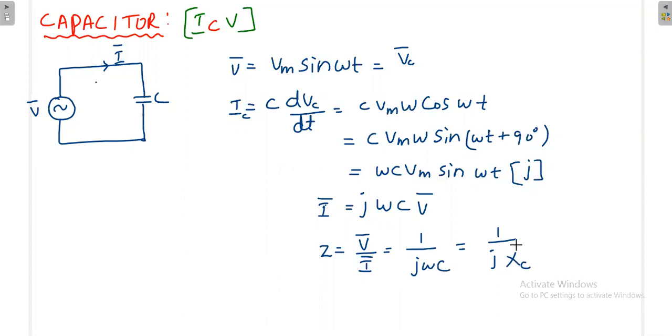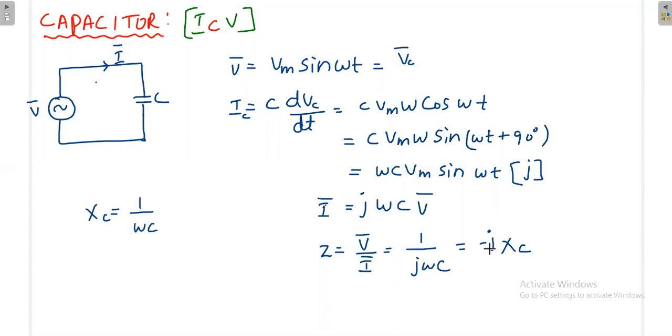I think we are making a mistake here, wait a bit. This 1 by j, I can take upward, and once you take that j upward, it becomes minus j. And the remaining 1 by omega C, I can write as Xc. So what is Xc? Xc means 1 divided by omega C.